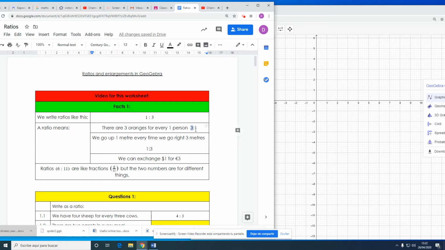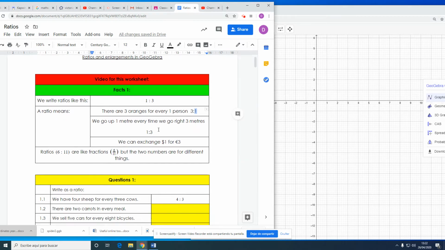So the first number might be bicycles, and the second number may be cars. They don't have to be the same thing. Whereas in a fraction, the top number and the bottom number are the same thing. So it's 6 meters over 11 meters. Whatever unit the top has, the bottom number has the same unit usually.